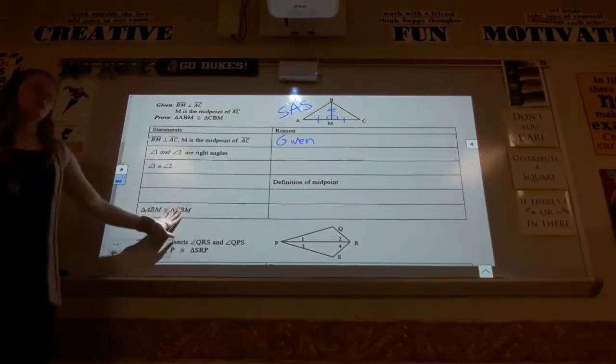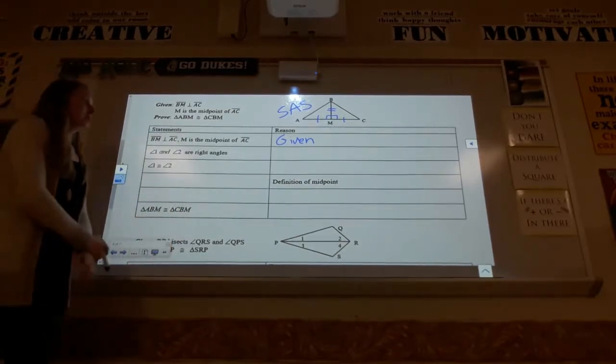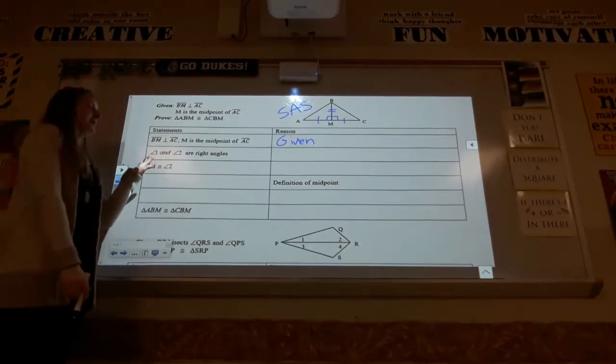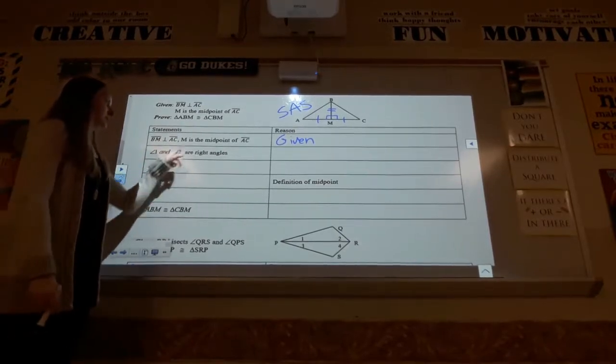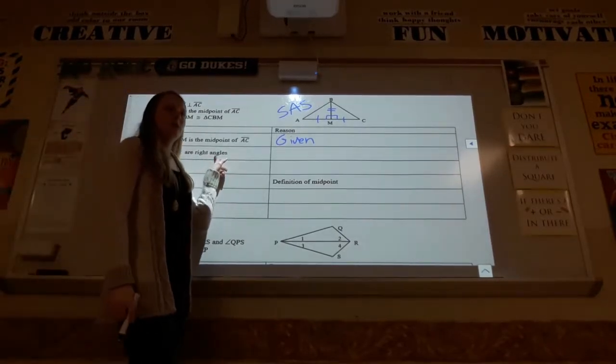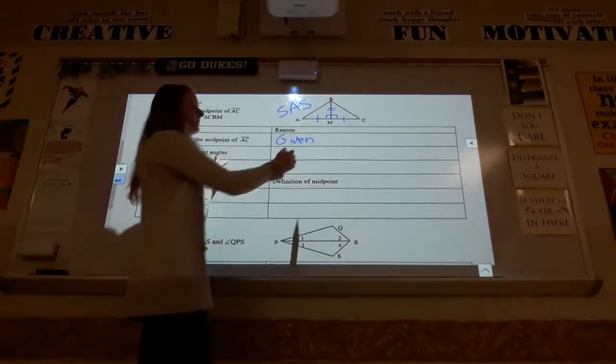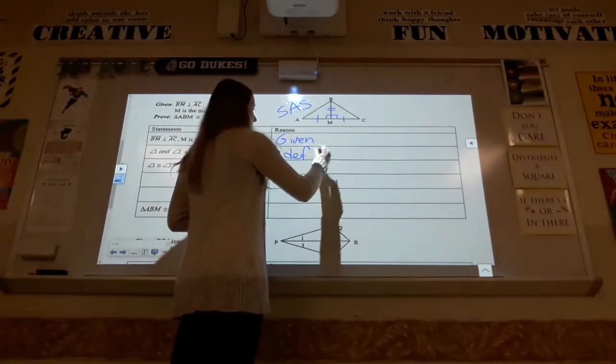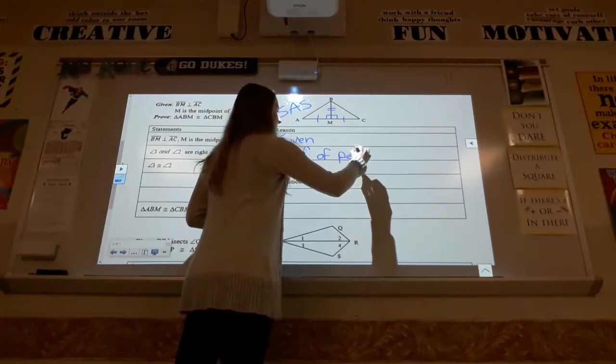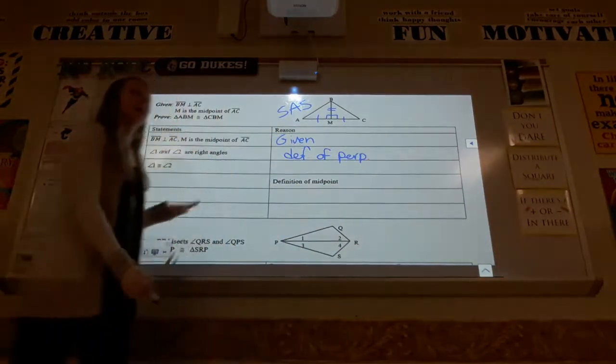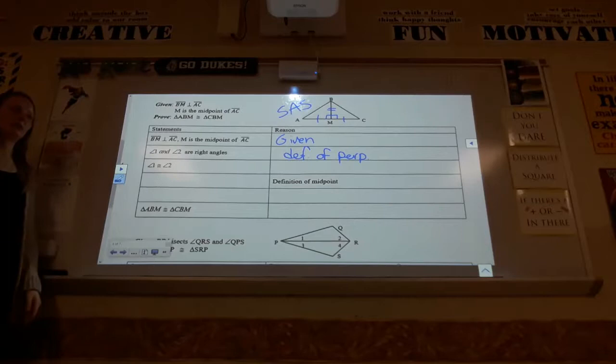Now we're going to fill out the body of the proof. So we have the given here, and then the next line for this proof is that angle 1 and angle 2 are right angles. How did I know that? Definition of perpendicular. That was my first given, and that's the first word that I recognized, so I used that to get the fact that they're right angles.